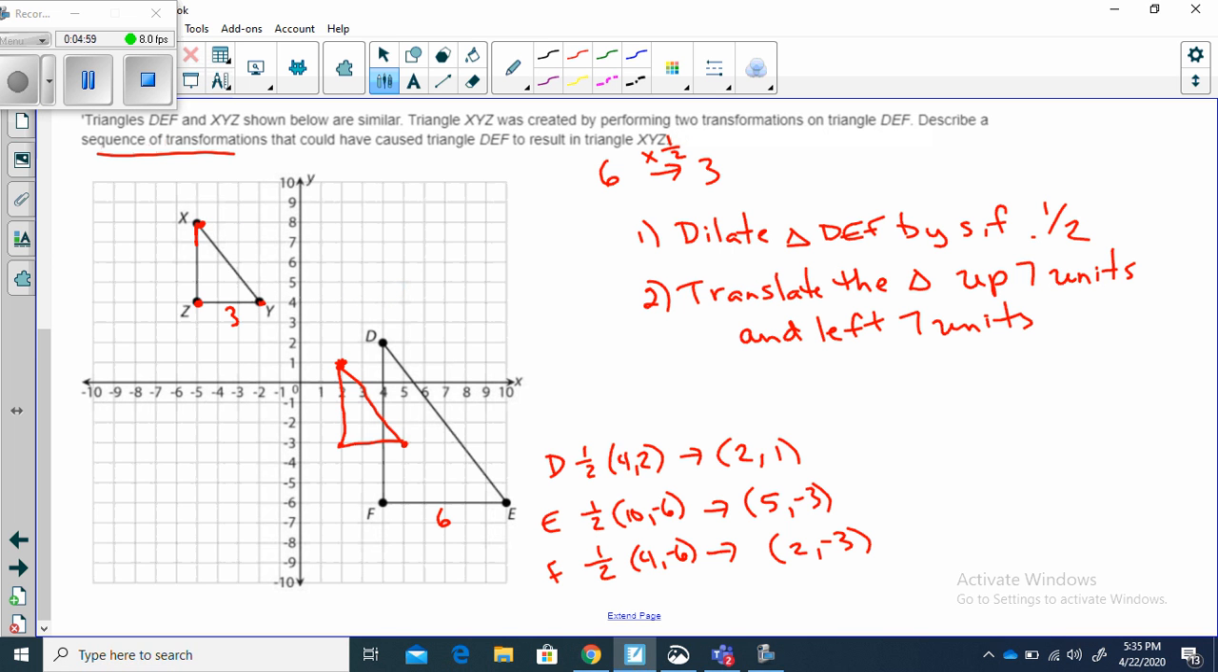And notice, we have dilated this figure, and then we have mapped it onto this one. If you can map them on top of each other using a dilation followed by a series of congruence transformations, rotations, reflections, translations, then you can prove that the two figures were indeed similar.